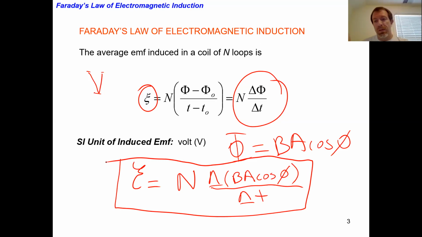Well, it's voltage, right? The SI unit for EMF is the volt. Okay. All right. So let's see what comes next.